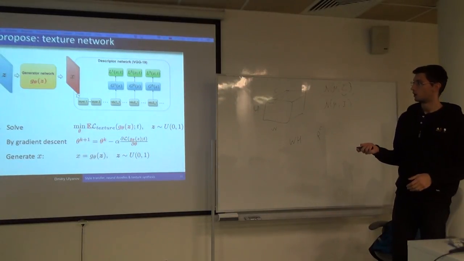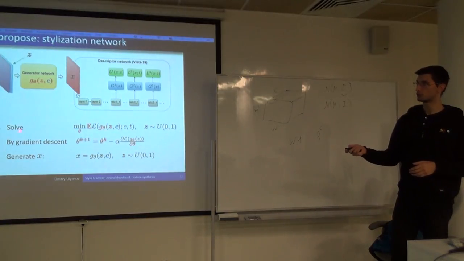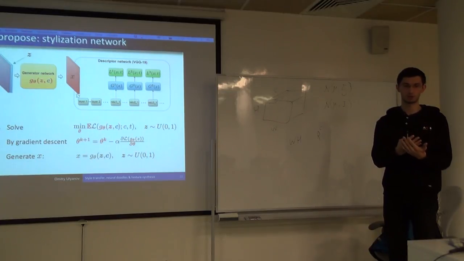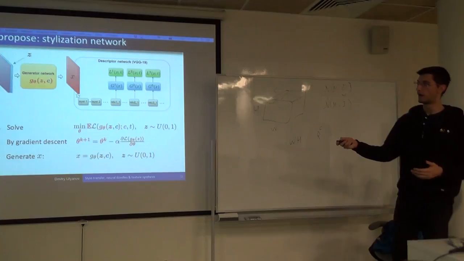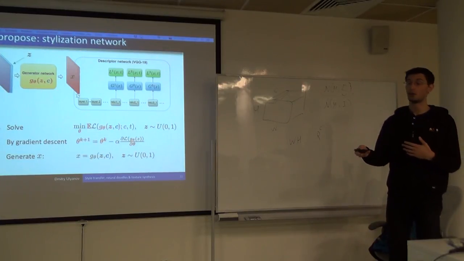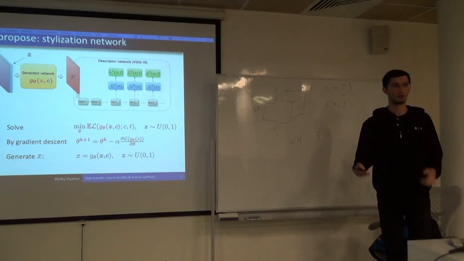So, okay, and for stylization, you just need to append your content image to your noise. So you just change the input for your generator network, and you change the loss while training. Right? When testing, you just remove this part, and you already have a generator network, right?